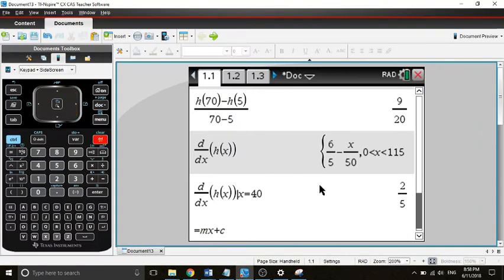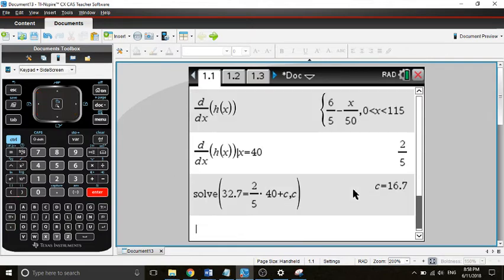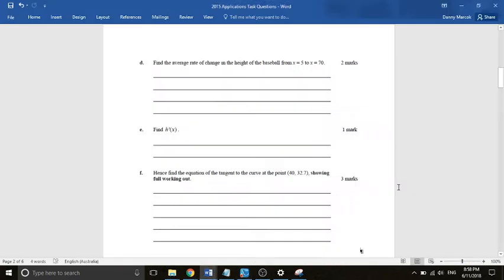So 32.7. Our m is 2 over 5. Our x value is 40, so times 40. And we're going to solve for c. We don't know what c is, so we'll put this all into the brackets and solve that for c. c equals 16.7.